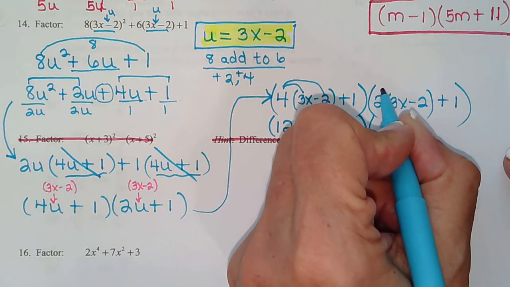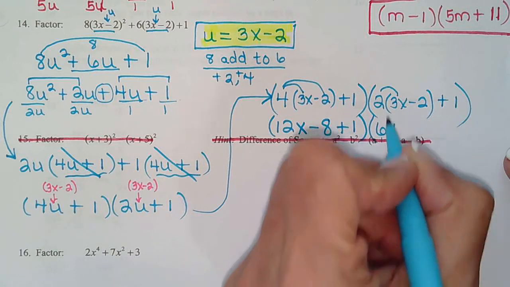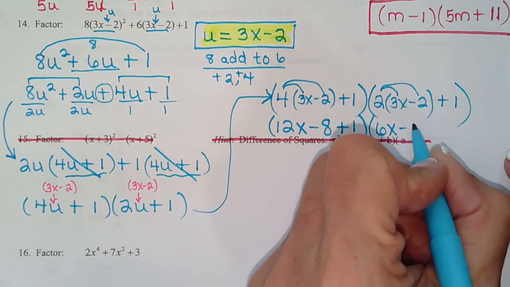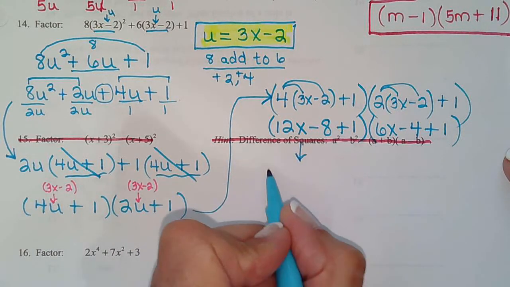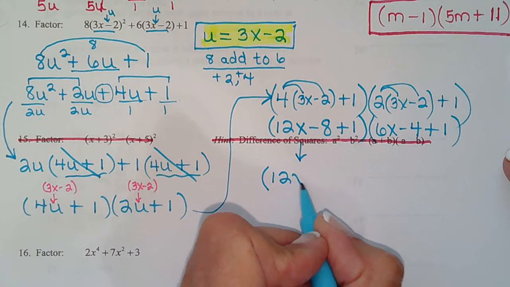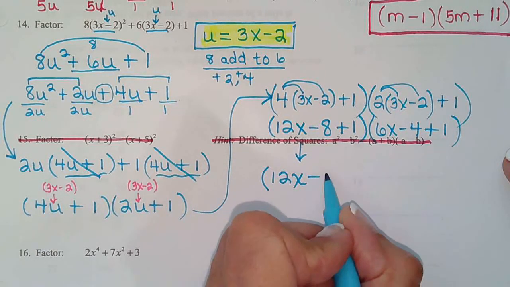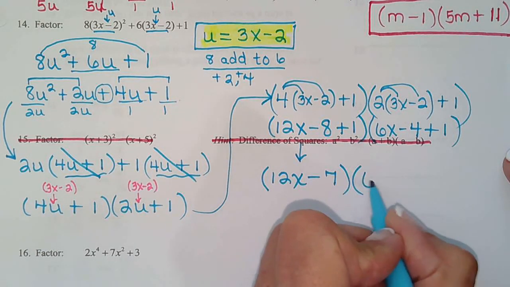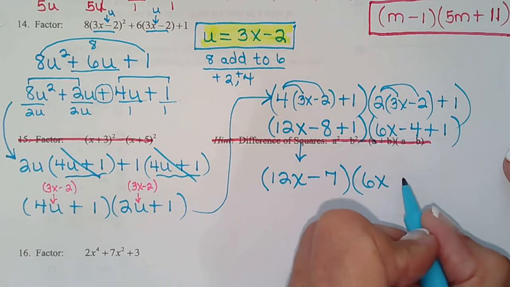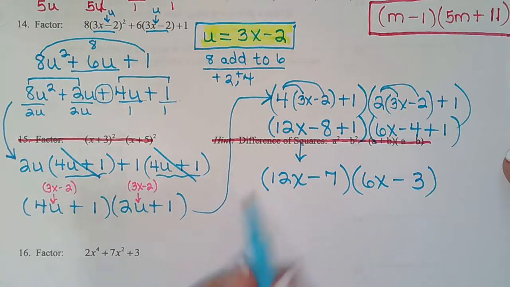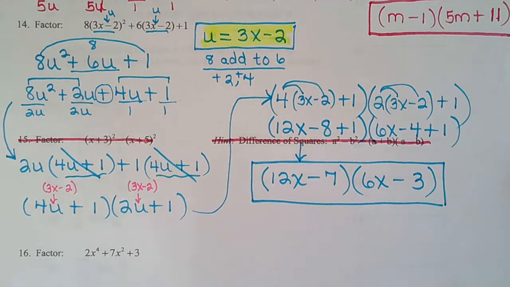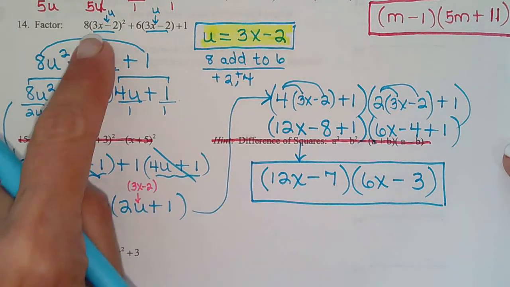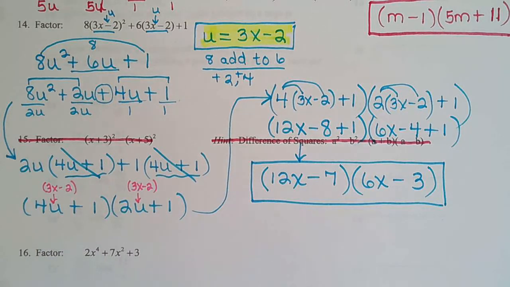And this turns into 6x minus 4 plus 1. So then my final answer is 12x. Negative 8 plus 1 is minus 7. And this will be 6x. Negative 4 plus 1 is negative 3. And there we have it. And x here, x in the original problem, good to go.